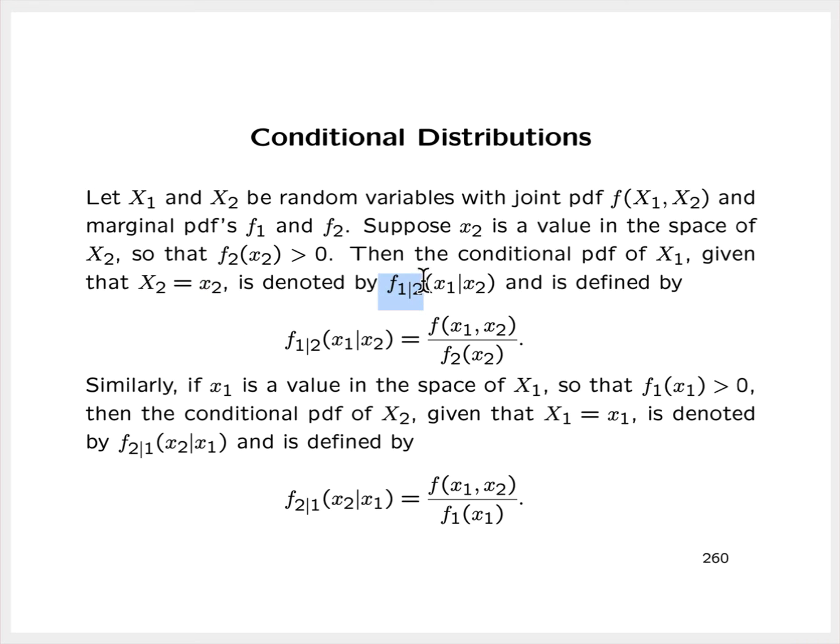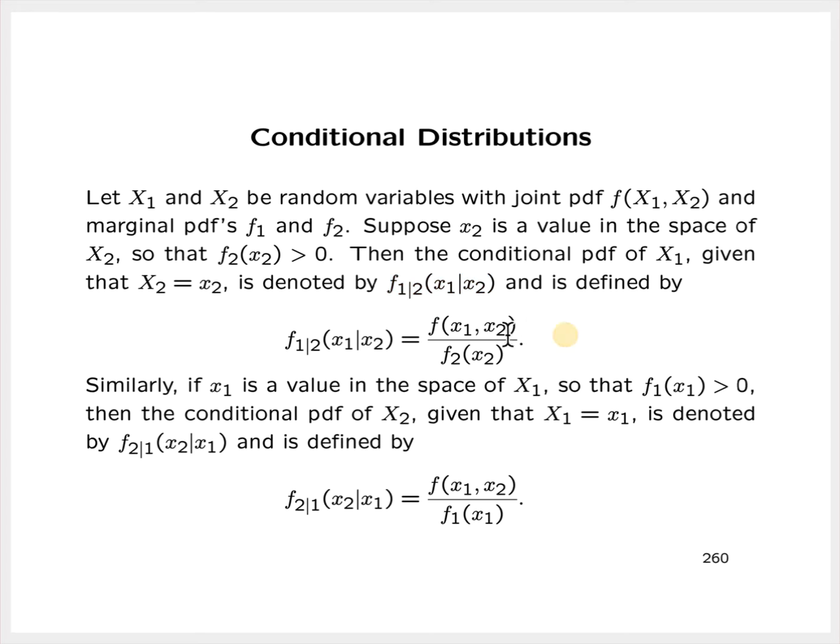We're going to use the same letter, lowercase f, but in the subscript we're going to have a 1 vertical bar 2, so this corresponds to the conditional PDF for the first variable given the value of the second variable. And then we'll have a similar kind of notation in the argument list. x1 is the argument, and then the vertical bar is read "given," and then the value of x2. So that is the notation for representing the conditional PDF of X1 given X2.